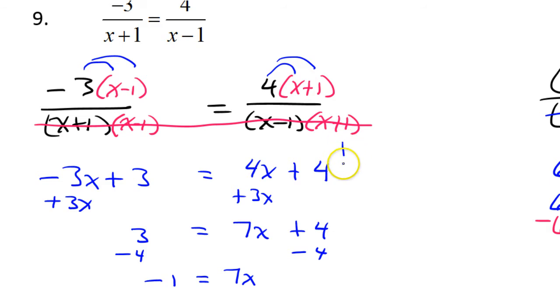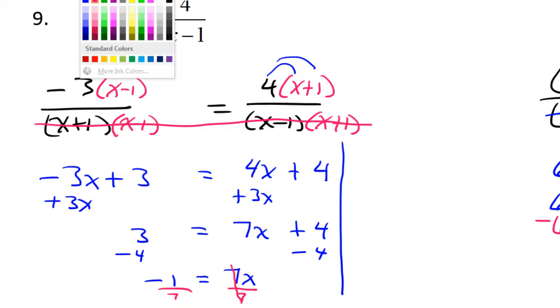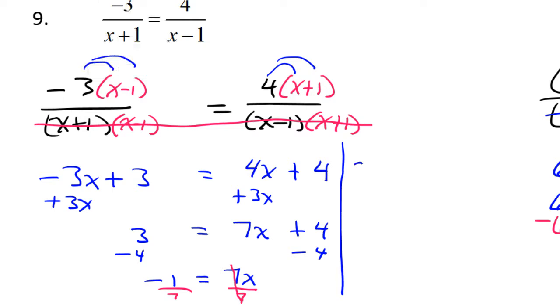Alright, running out of space. I'll do it over here. So I need to get x by itself, so I'm going to divide both sides by 7. And that's going to leave me with x equals negative 1/7. So this is probably the final answer.